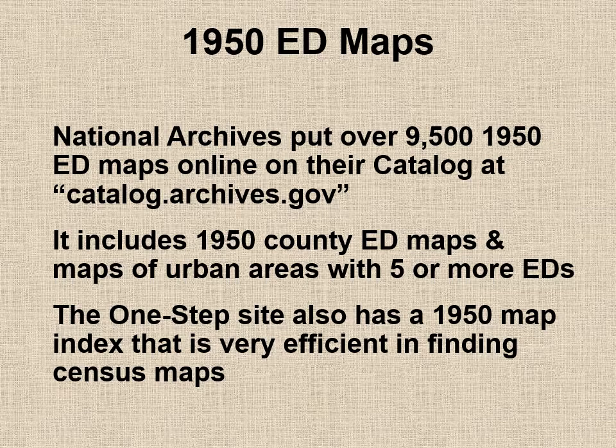The EDs are on maps, and the National Archives put over 9,500 1950 maps online on their catalog. I'm going to show you where that catalog is located. It includes 1950 county ED maps and maps of urban areas with 5 or more EDs. There are missing maps. The one-step site also has a 1950 map index that's very efficient in finding census maps, and I also included there some missing maps that the National Archives does not have.